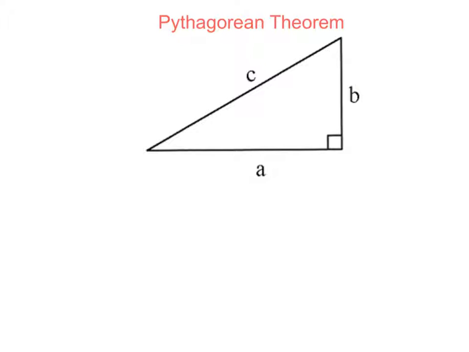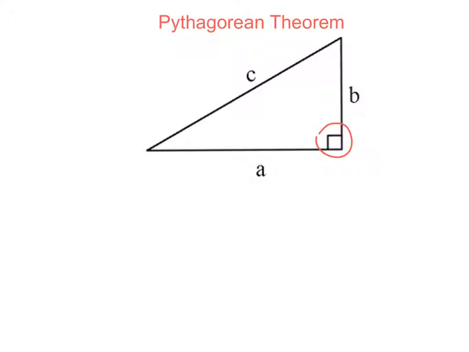Alright, so in front of us we have a diagram of a right triangle. One key to keep in mind is that the Pythagorean Theorem only works with right triangles, and we know it's a right triangle because it has that little box in the corner. That means that's a 90-degree angle. If a triangle has a 90-degree angle, it is a right triangle.